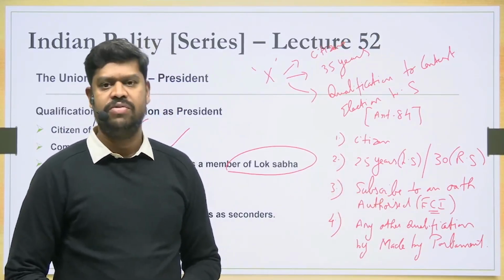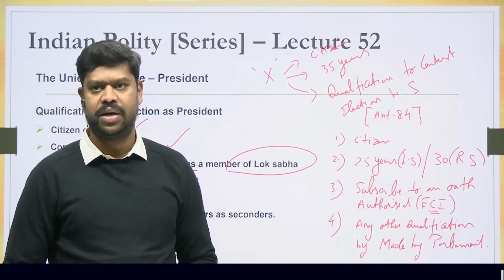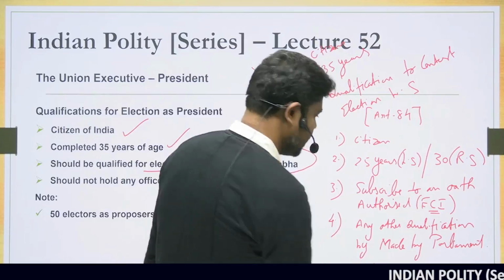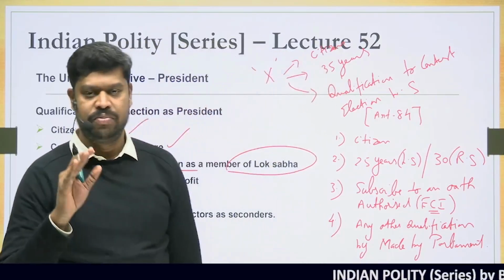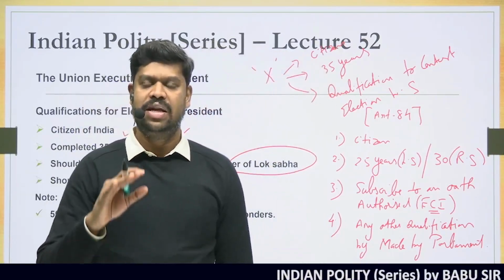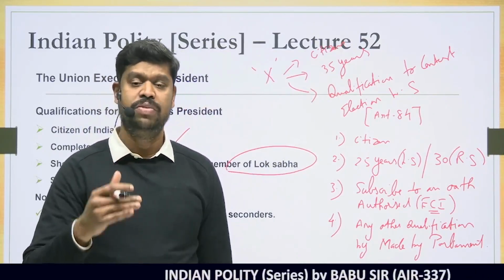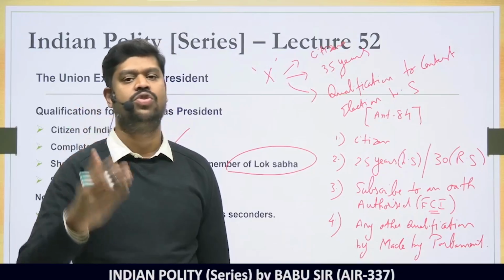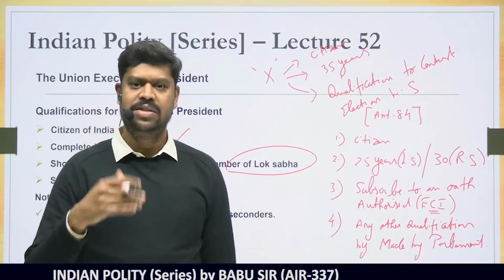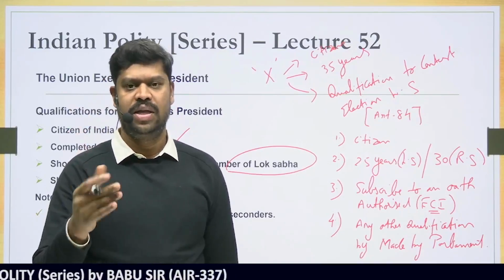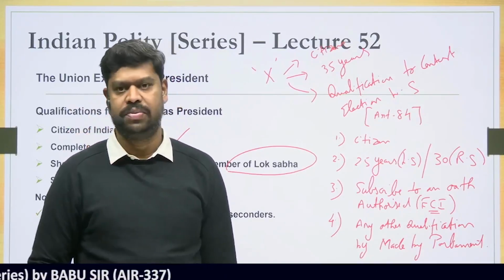Accordingly, there is a law which is called the Representation of People Act, which is a law made by the parliament. The Representation of People Act 1951 makes it compulsory that if any person wanted to contest election to the Lok Sabha, he or she should be eligible to vote in the elections to the Lok Sabha. That means, in other words, if someone is not eligible to vote in the Lok Sabha elections, then they cannot contest election to Lok Sabha.